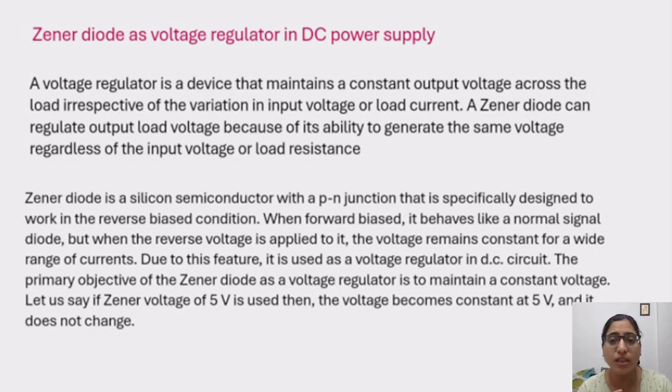Okay, if input is varying, say a 180 to 220 volt variation, and due to this the load current is also varying, but irrespective of change in voltage, irrespective of change in current, we have to maintain a particular level. So a Zener diode can regulate output load voltage because of its ability to generate the same voltage regardless of input voltage or load resistance. So how the Zener diode will do it, we will discuss.